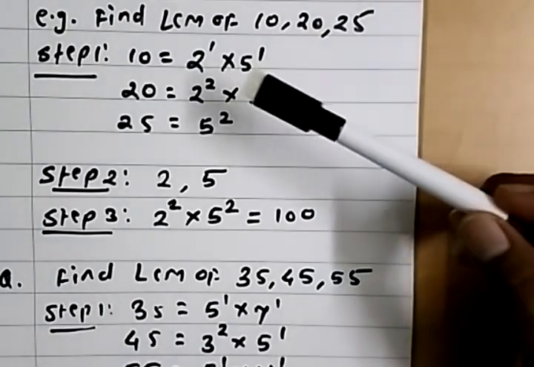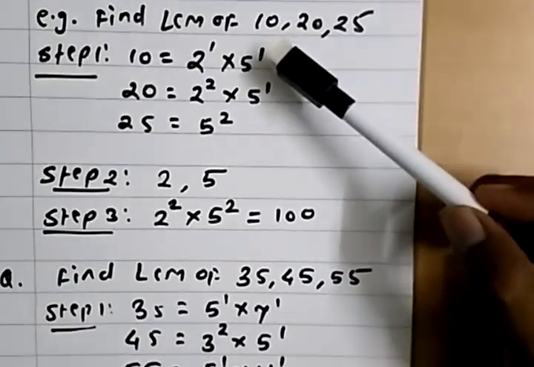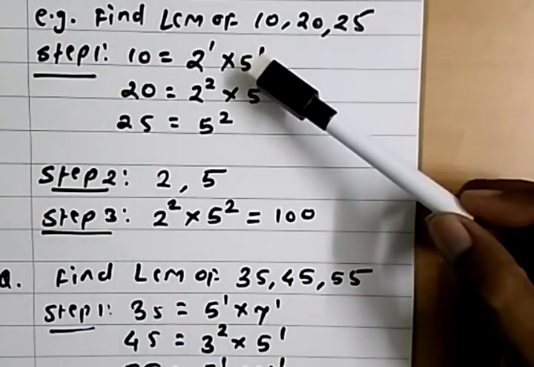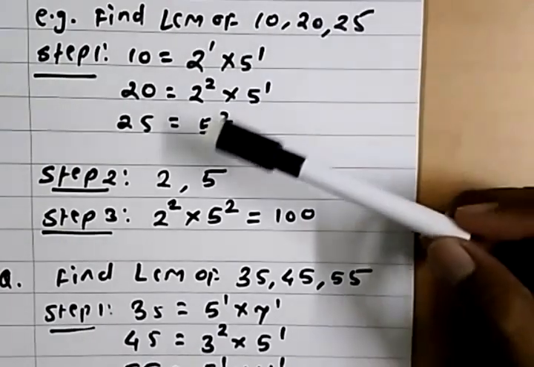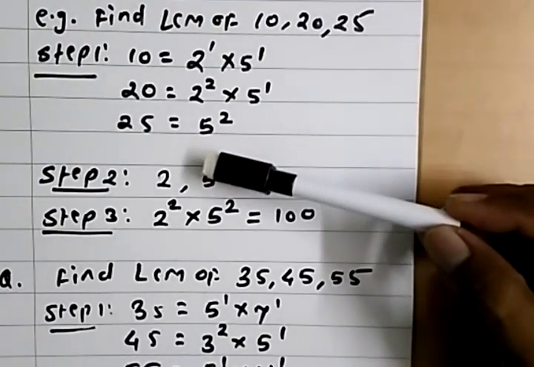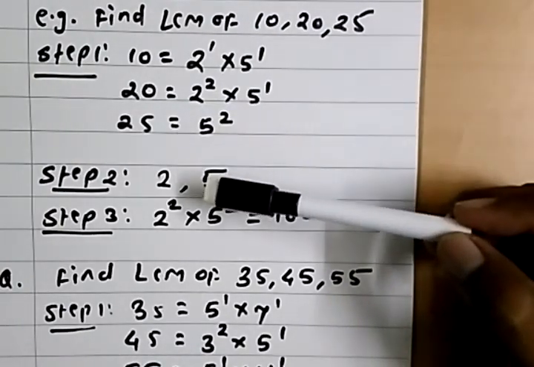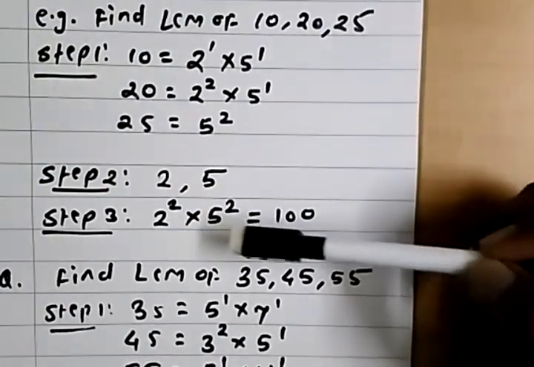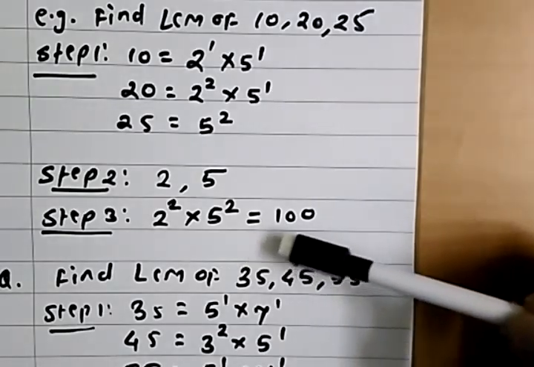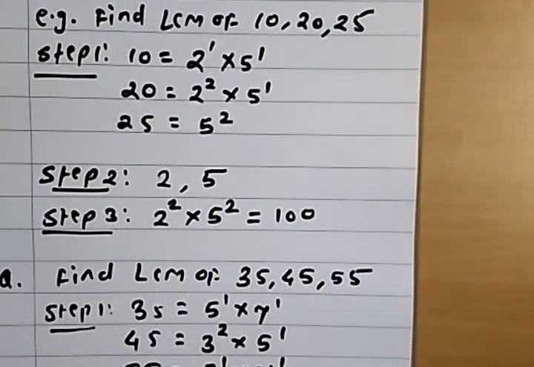So the idea is very simple. Step 1 says factorize them into their prime factors. Step number 2 says collect the distinct factors. Step number 3 says raise these distinct factors to their highest power available and multiply. So here we get the answer as 100.